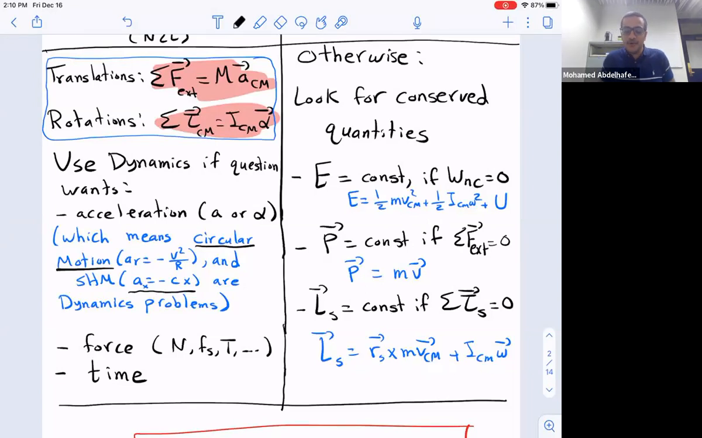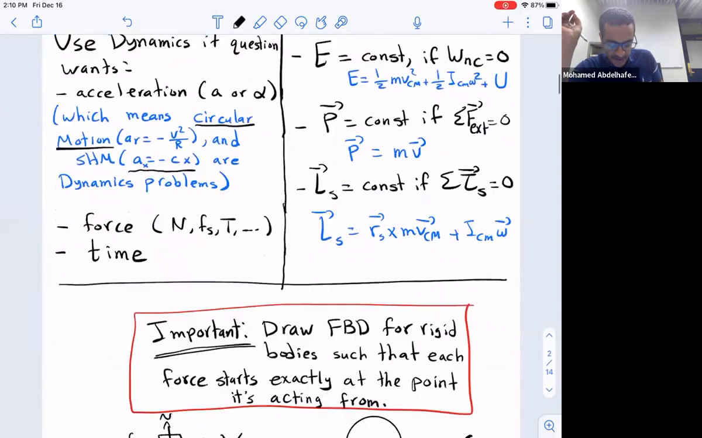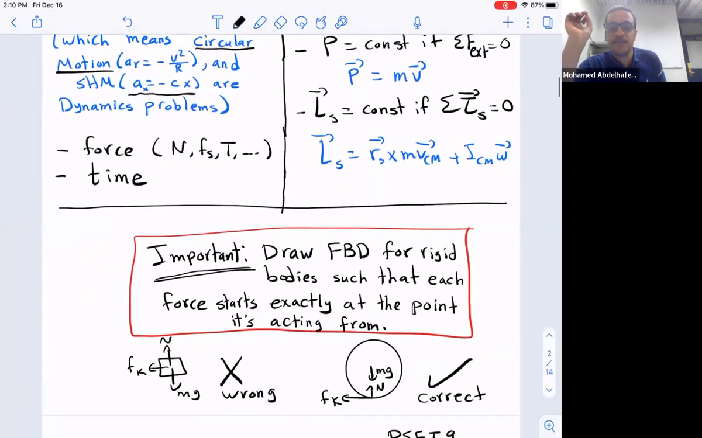All right, so we're going to apply this to different problems, but a very important remark that I have down here is, again, I'm going to send you these notes and everything after the session. Now that we're dealing with rigid bodies that can rotate about their own center of mass, we have to draw the free body diagram. Whether you're doing dynamics or something that's conserved, you have to draw a free body diagram.